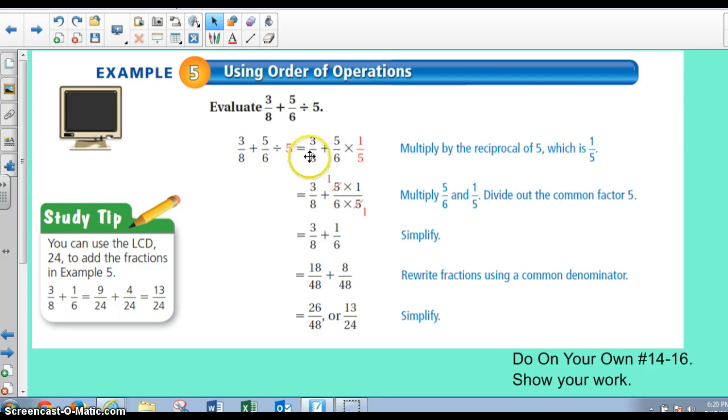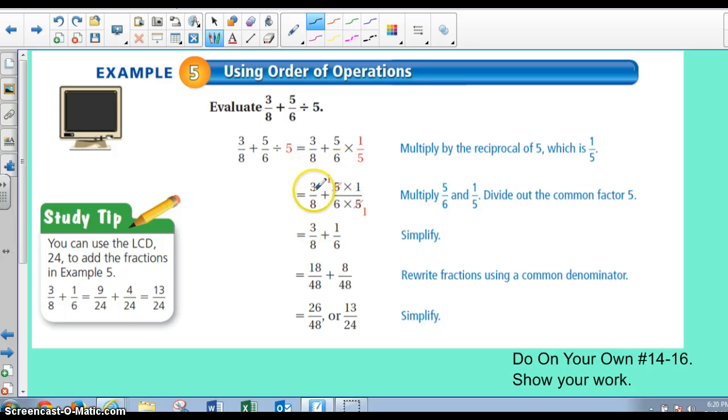So now you have a new equation. You have 3/8, not changed, plus 5/6, not changed, divided by, changed to multiplication, 5 over 1 changed to 1 over 5. Okay? Then, if you remember in PEMDAS, and you can look at the anchor chart that we put up for PEMDAS, it tells you to multiply first. So we are doing right here.